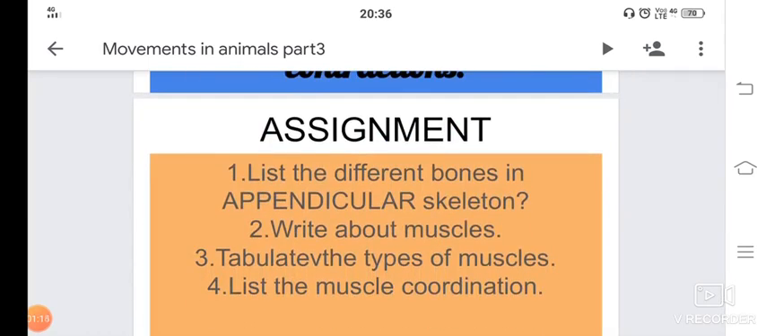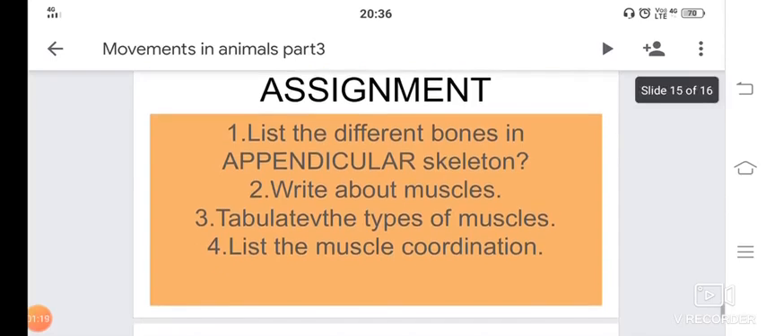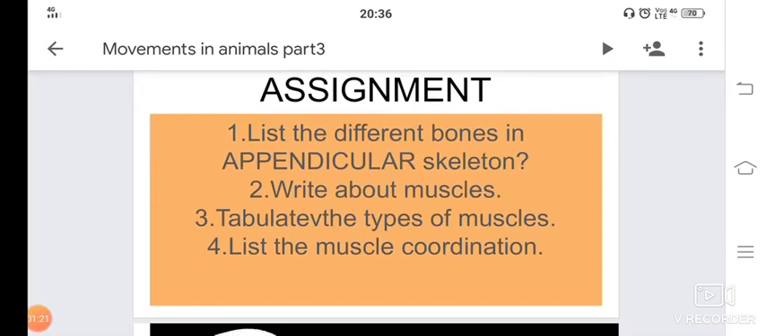Then the assignment for your class: list the different bones in the appendicular skeleton, then write about muscles, tabulate the types of muscles, and list the muscles in coordination.